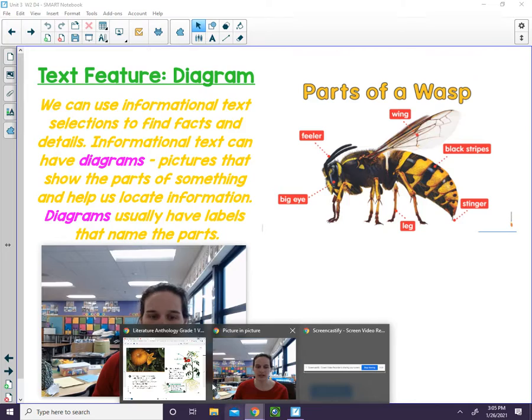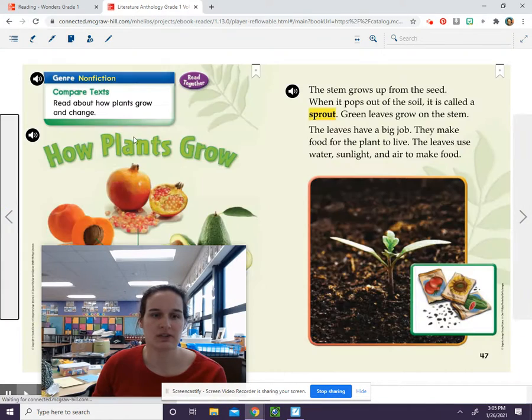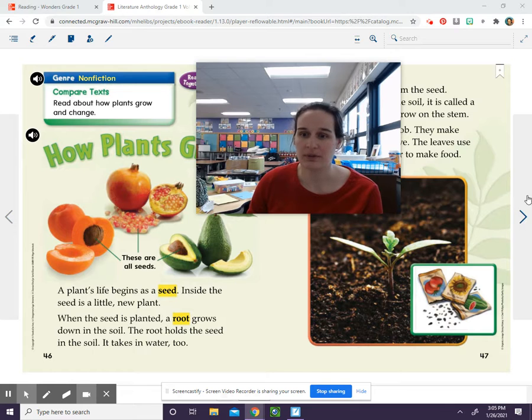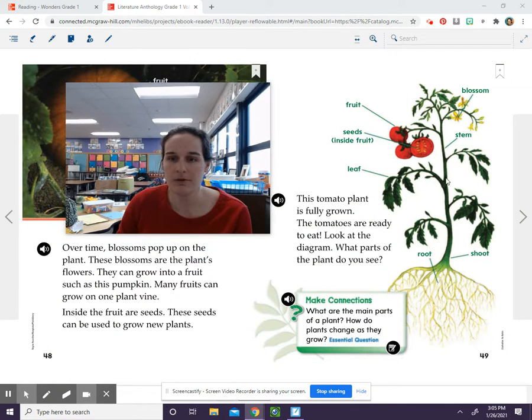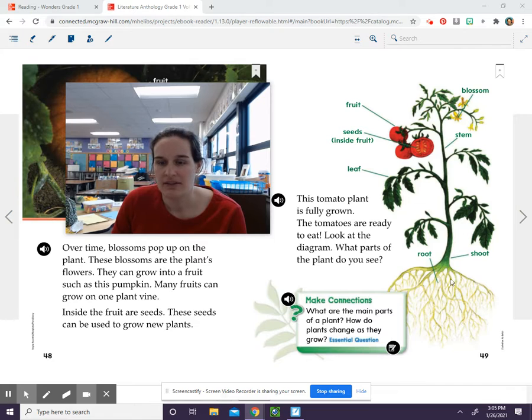So today in your reading, you're going to read a story that's called How Plants Grow. And there's some pictures with labels or captions. But over here, we can actually see a diagram. And I want to look at that diagram a little closer with you before you go ahead and read it. So look at how this diagram labels different parts of the plant.